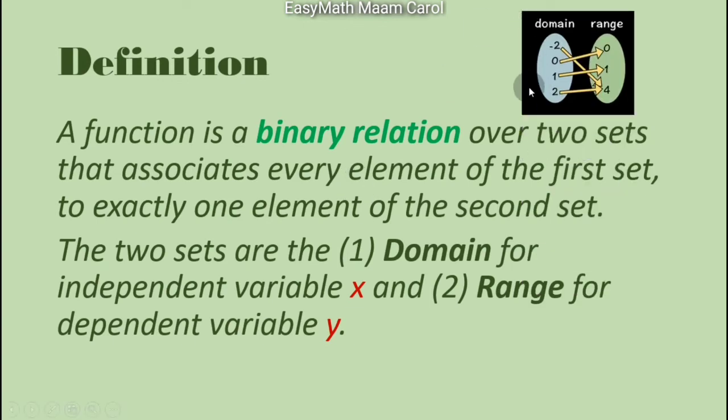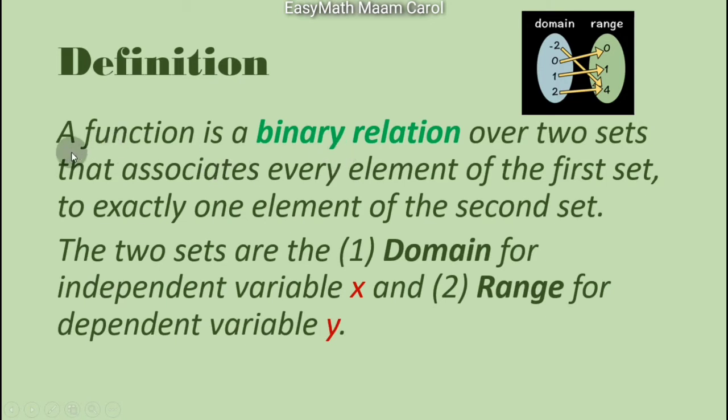So, dito sa maliit na square na to, dun sa left side, meron tayong oval na may laman or elements na -2, 0, 1, 2. This is the set associated dun sa domain, okay? So, our set is the domain, which are the numbers that are going to be represented by the variable x. So, yun yung ipapalit natin dito. And then the range are the numbers 0, 1, and 4. At yun naman yung it corresponds to the variable y.